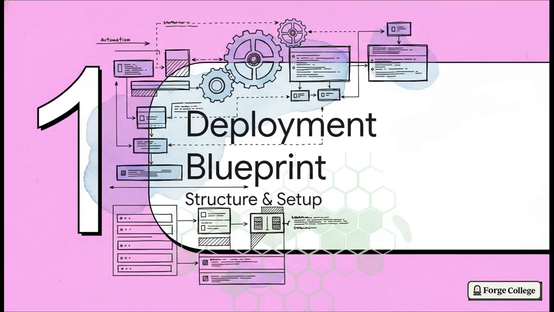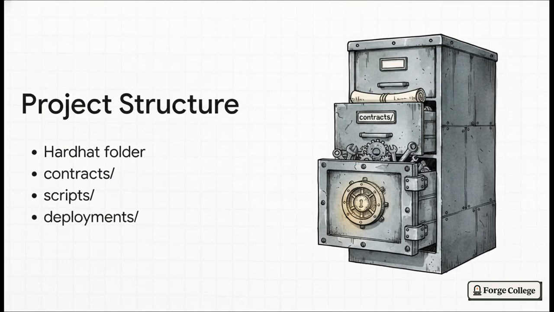All right, section 1, the deployment blueprint, focusing on structure and setup. To build a robust automated deployer, we've got to start with a solid chassis. In our case, that is your physical directory structure. Inside your main Hardhat project folder, you absolutely need a contracts folder for your logic, like a basic simple storage contract, for example. Then you need a scripts folder for your actual deploy script. And, this is absolutely crucial, a brand new deployments directory. This specific folder is where our script is going to permanently save its per network records.